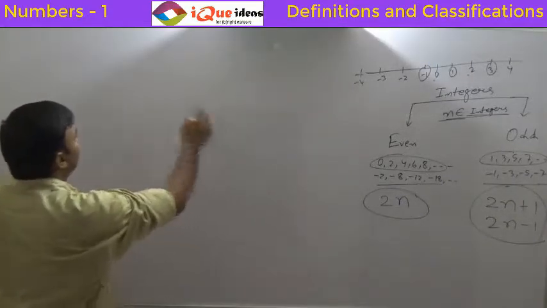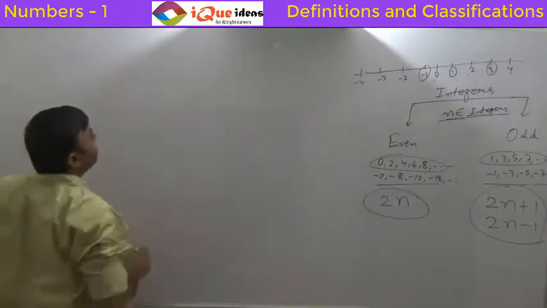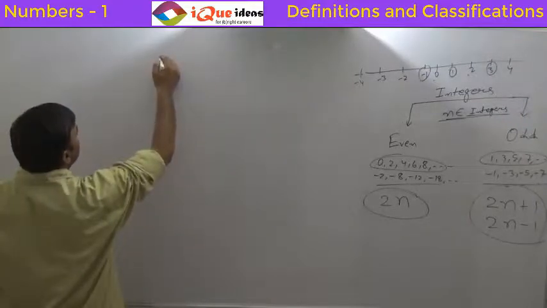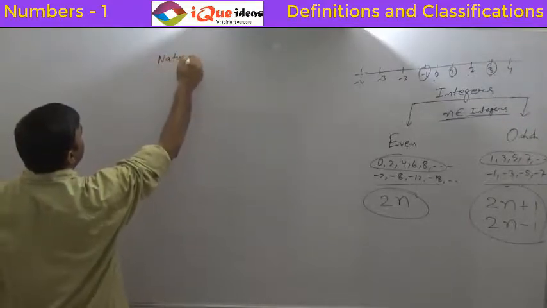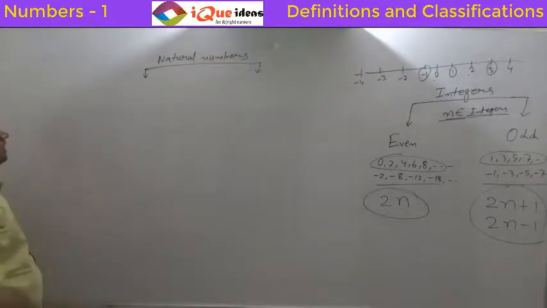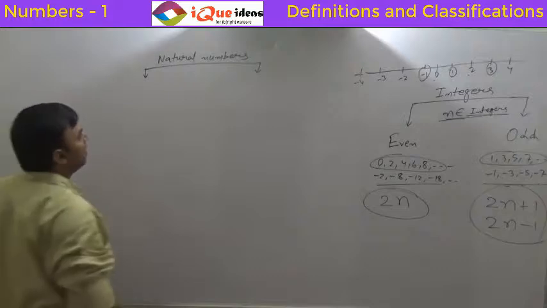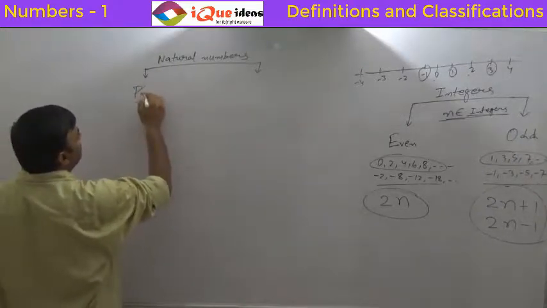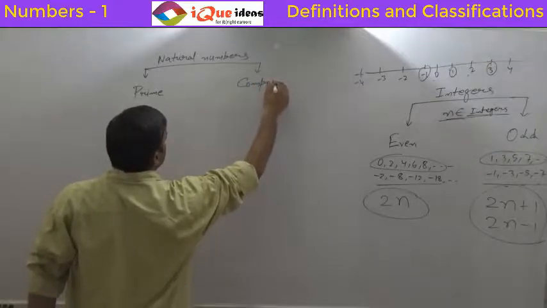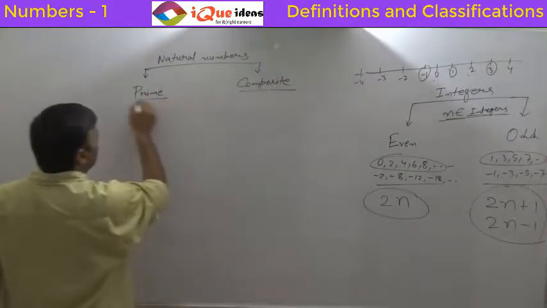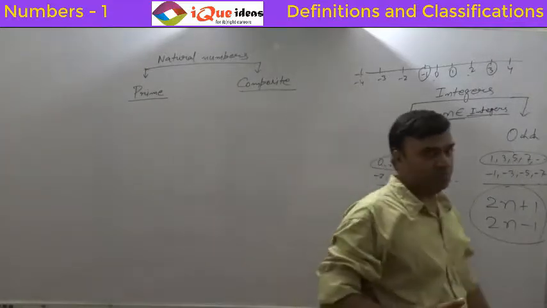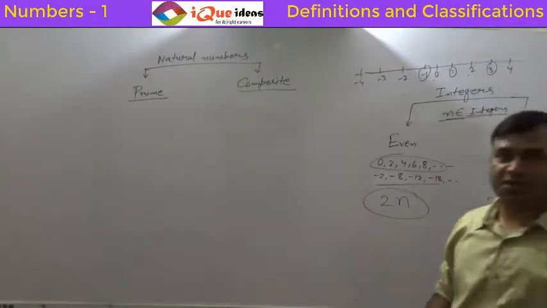Now we have prime and composite numbers. Where do they belong, or which set do they belong to? They actually belong to the set of natural numbers. Natural numbers are divided into two types: prime numbers and composite numbers, on the basis of the factorizability of the number, on the basis of the number of factors of the number.